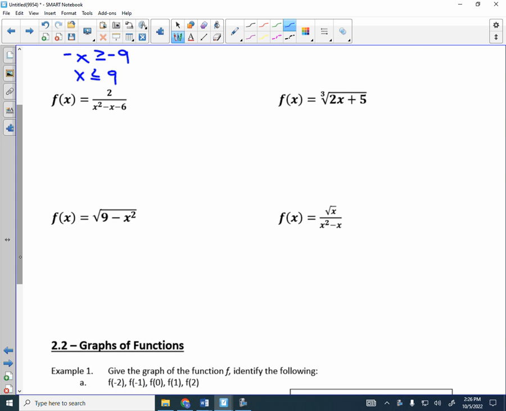For the next one, another rational function. Can't divide by 0. So I factor the bottom, x minus 3, x plus 2. What numbers can x not be? 3 and negative 2. Shoot, I thought this was difficult.